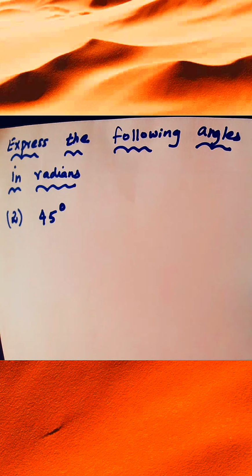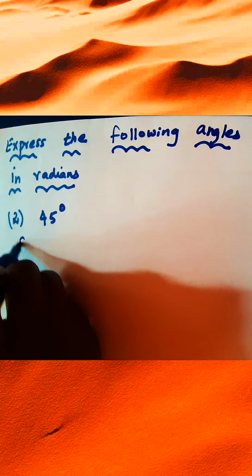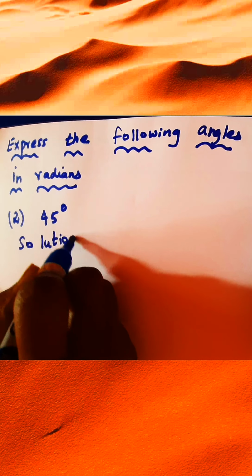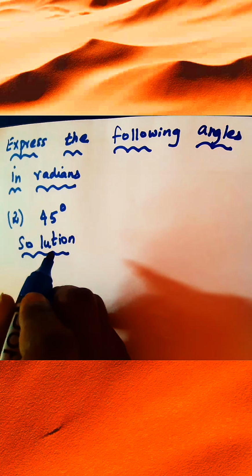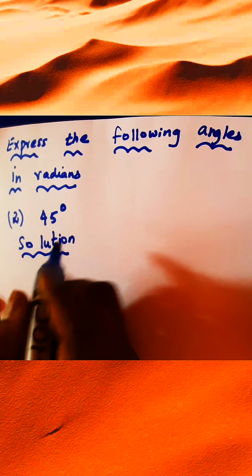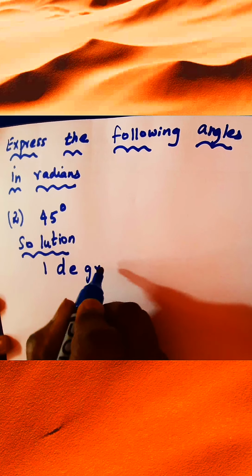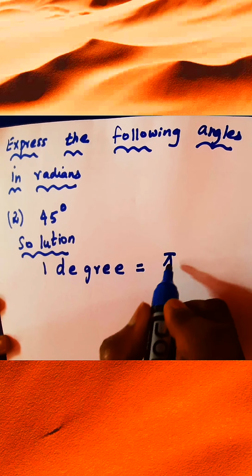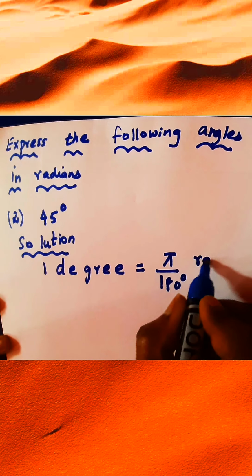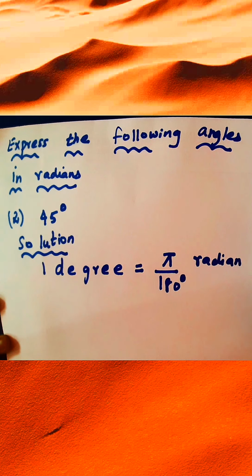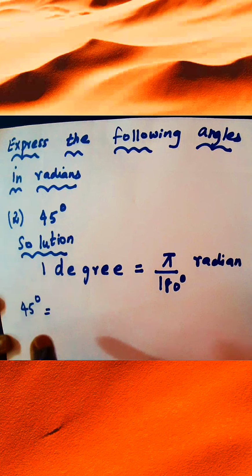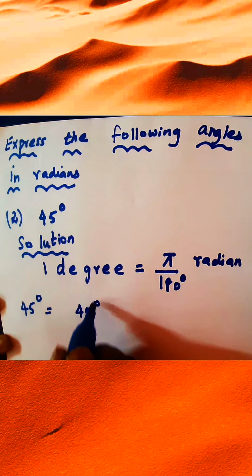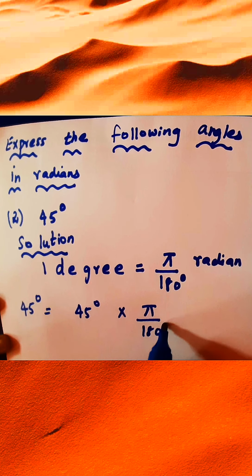Hello, students. We'll do one more problem in converting the angle into radians. 45 degree. How are we going to calculate 45 degree? Any idea? We have done it in the previous problem, right? So we got the relation, 1 degree is equal to pi by 180 radian, right, friends? So 45 degree, you're going to multiply 45 degree by pi by 180 degree.